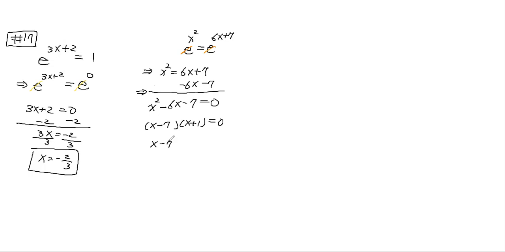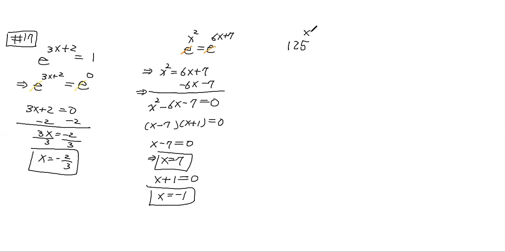So x minus 7 equal to 0. I will get x equal to 7. Then x plus 1 equal to 0. I will have x equal to negative 1. So for this one, I will have two answers here, right? Okay, so now the next one is here. This is 125 to the x plus 2 equal to 25.